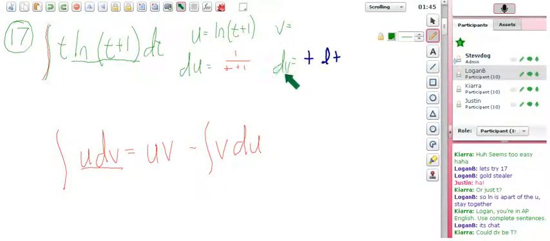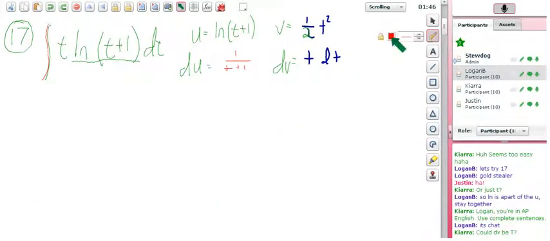Right. And then the antiderivative of t dt, what would that be? 1 over 2 times t squared, because if we take the derivative of 1/2 t squared, we would get t dt. So, I'm just going to erase this now.